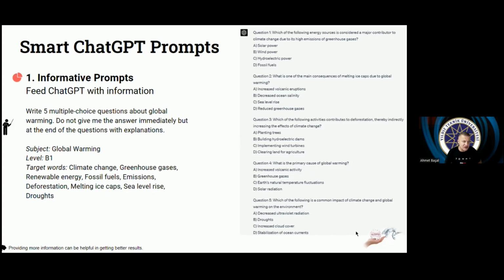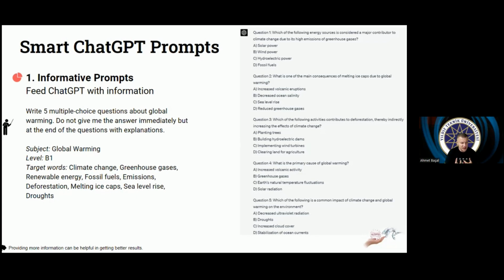Here, if you just give the prompt, write 5 multiple choice questions about global warming, and also add, do not give me the answer immediately, but at the end of the questions with explanation. It's a general prompt, and ChatGPT routinely gives you 5 multiple choice questions about global warming. But this is not what I want.